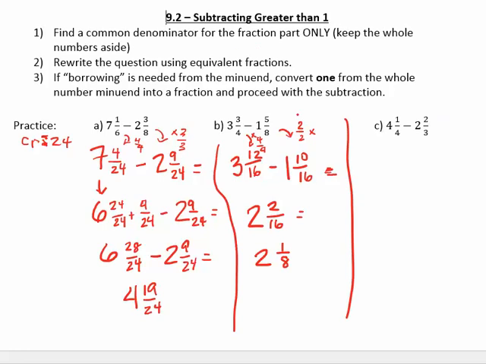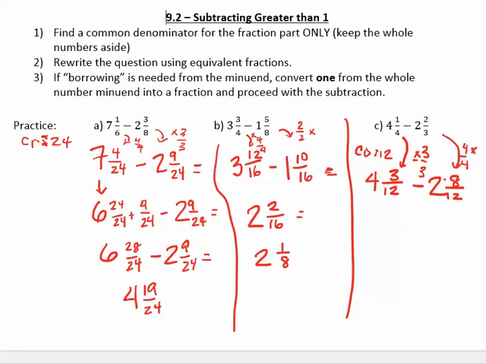For letter C, I could do the same thing. I have a 4 and a 3, so my common denominator will be 12. So 4 and 1/4 is the same thing as multiplying this by 3 over 3. And so 4 times 3 is 12, 1 times 3 is 3. And for this fraction, I'll be multiplying by 4 over 4. So I have 2 and put my 12 in the bottom, and 2 times 4 is 8. So now my fraction operation is 4 and 3/12 minus 2 and 8/12.